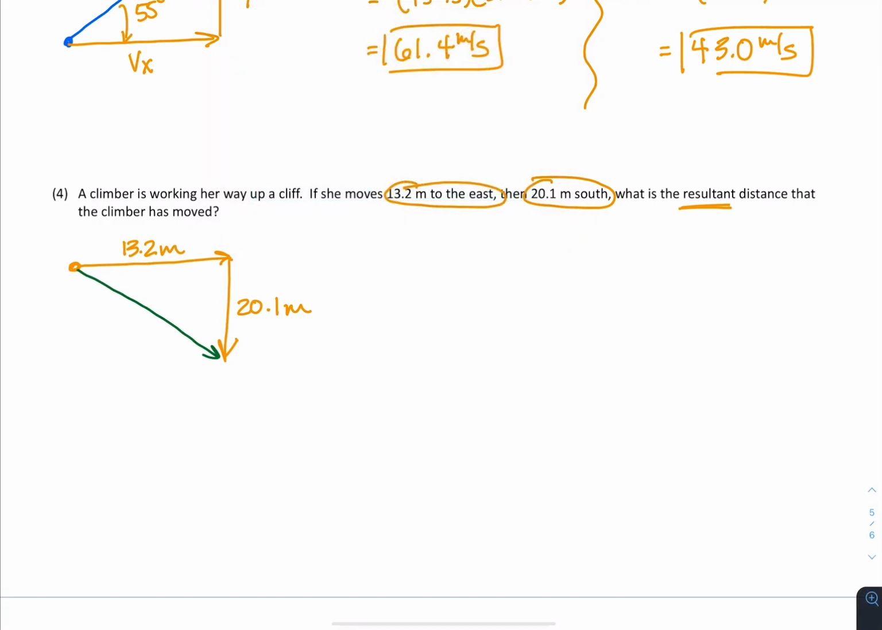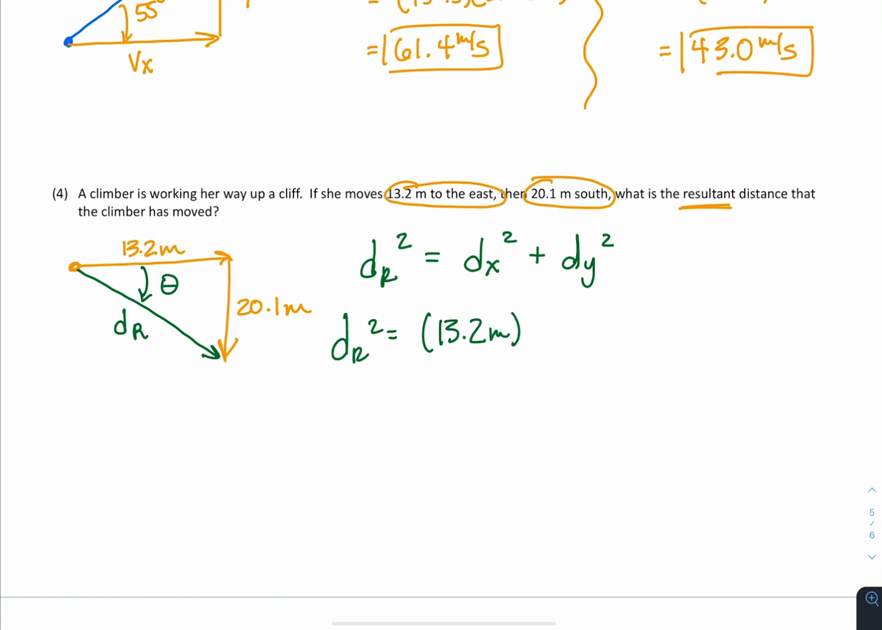So it's going to look like this. Since we have distance values, we call it dr. Our angle here is theta. So this is another Pythagorean theorem problem. We know that the distance of that resultant squared is equal to dx squared plus dy squared. So dr squared is going to be equal to 13.2 meters squared plus a negative 20.1 meters squared.